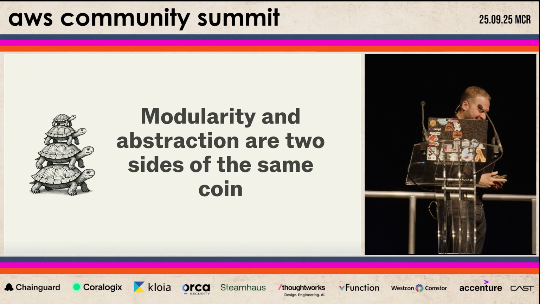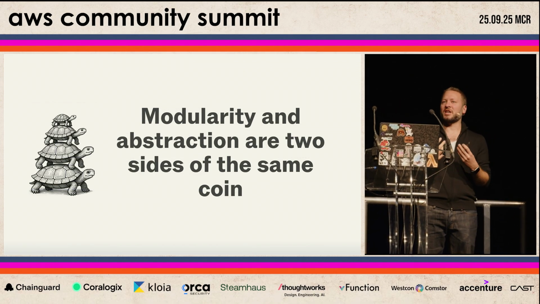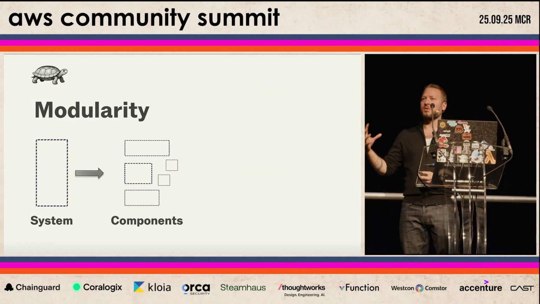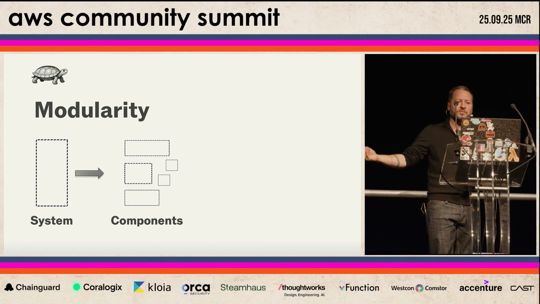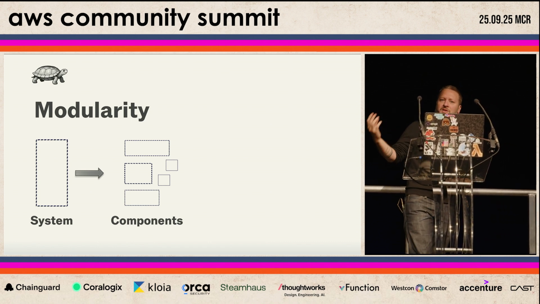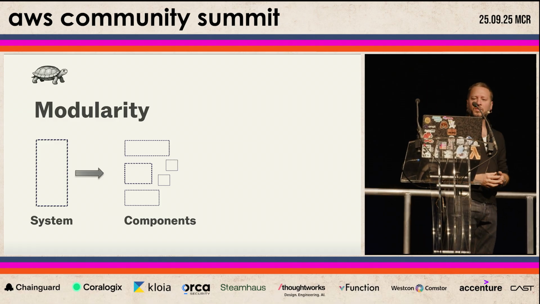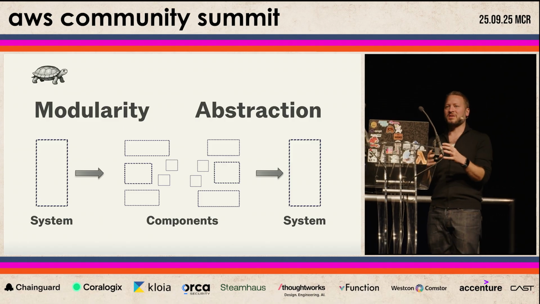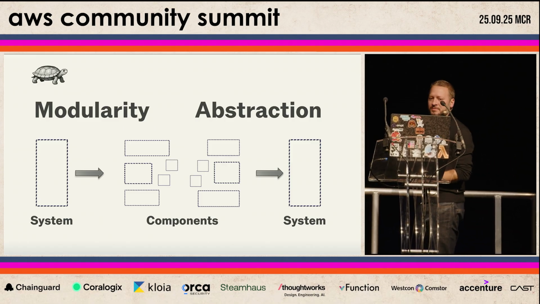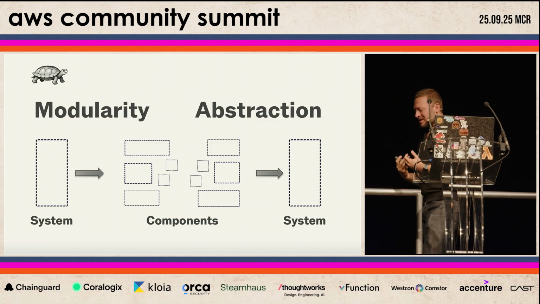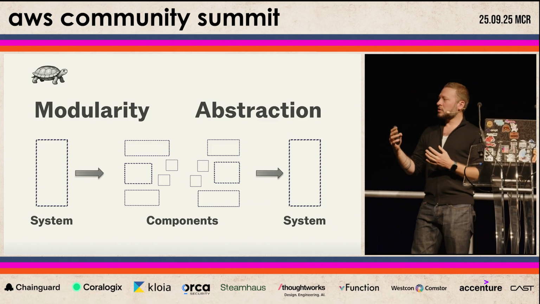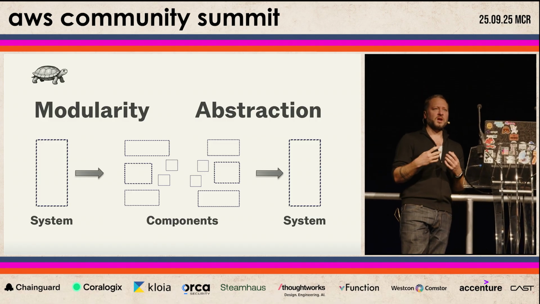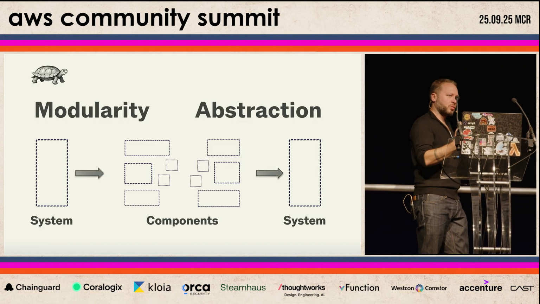Now, the interesting thing here is that modularity and abstraction are actually two sides of the same coin, where modularity is the concept of breaking down a larger system into smaller components to make it easier to understand how the system works internally. And abstraction is the principle of bringing those components back together again into a single abstraction. And what's interesting here is whether you want to apply modularity or abstraction in your designs and in your system depends on your role towards the system.